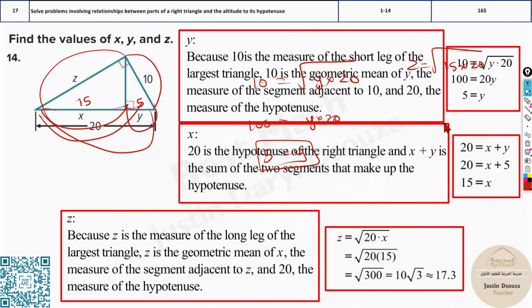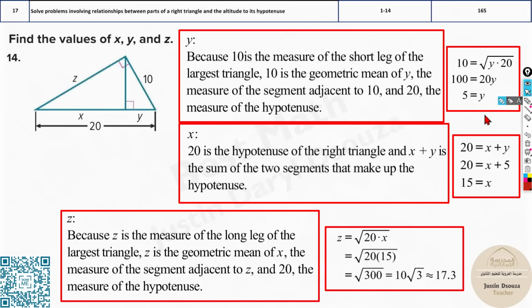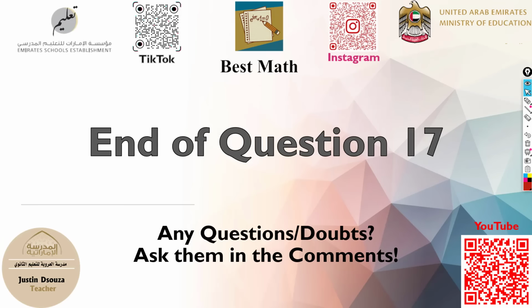So that's how we solve it up. You can see the y value was 5, which we solved, and then find x after that. Immediately you can easily find x. And then use the geometric mean formula. 20 times x, which is 15, 20 times 15 will be square root of 300, that's 17.3. And that's how we solve these problems.